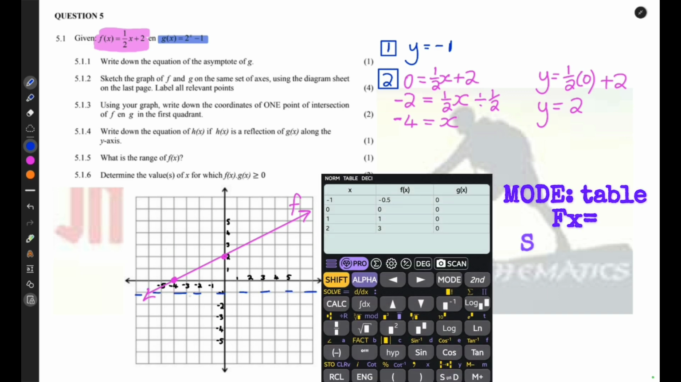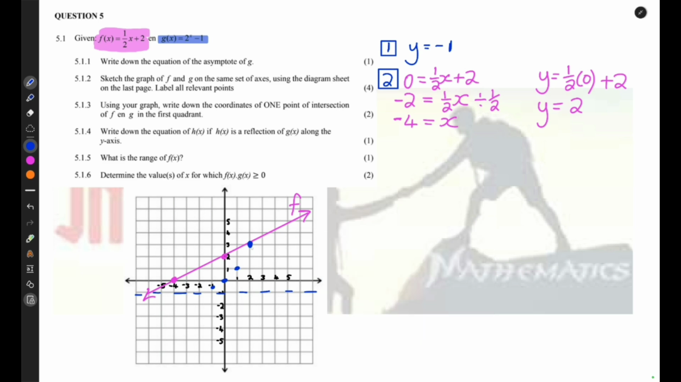So according to my table method, when x is -1, y is a half, so I'm just going to make a dot there. 0 is 0. And then when x is 1, y is going to be 1. And when x is 2, y is 3. So I can see that's on the pink graph as well. But now I can connect them, start just above the asymptote, go through all the dots, and then go up. That is my g graph.